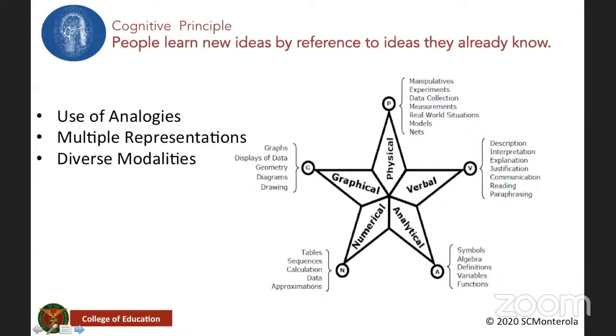Another thing is the use of multiple representations. When we talk about representations, there are several variations of that. It can be graphical in nature, so a display of data, a graph, a visualization, a diagram, a flowchart. Numerical, it can be in terms of sequences, calculation, some approximations. Physical, so manipulatives or realia, models.